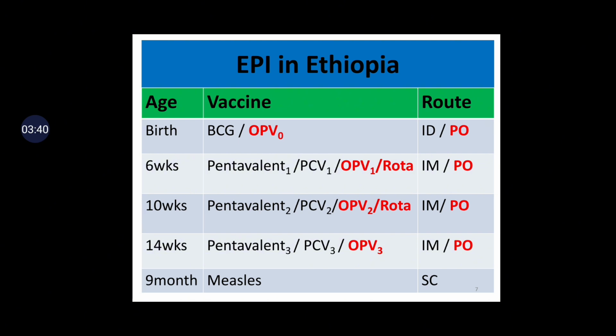At 10 weeks, the second dose of pentavalent and pneumococcal conjugated vaccines, oral polio vaccines, and rota are given. At 14 weeks, the third dose of pentavalent vaccine, pneumococcal conjugated vaccines, and oral polio vaccines are given. At 9 months, measles vaccine is given subcutaneously.